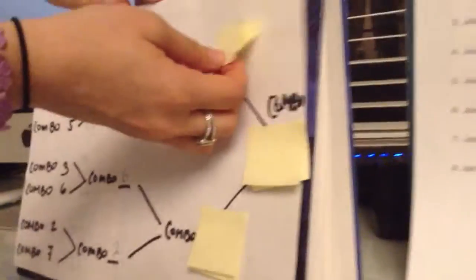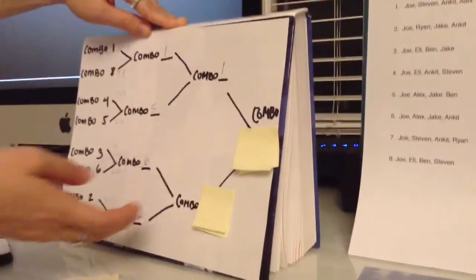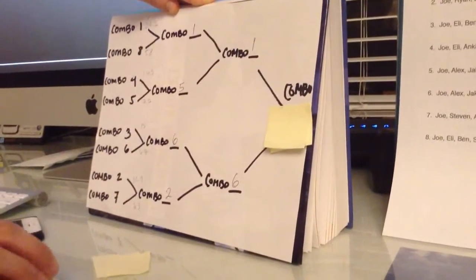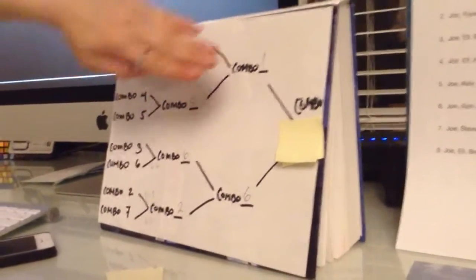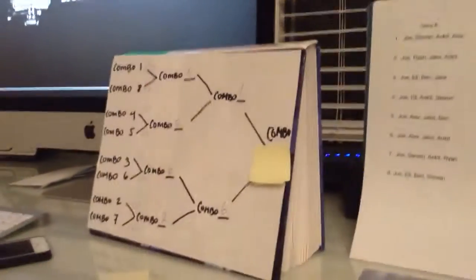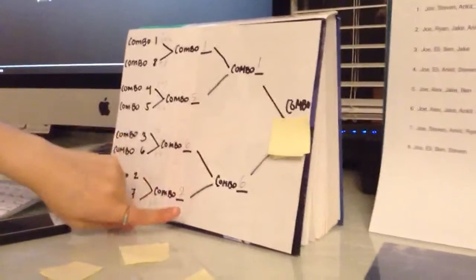And the winner of combo 1 versus combo 5, combination 1. And combination 6 versus combination 2, combination 6. So we have combination 1, which is Joe, Steven, Ankit, Alex versus Eli, Ben, Jake, and Ryan, versus combination 6 of Joe, Alex, Jake, Ankit versus Ben, Steven, Eli, and Ryan.